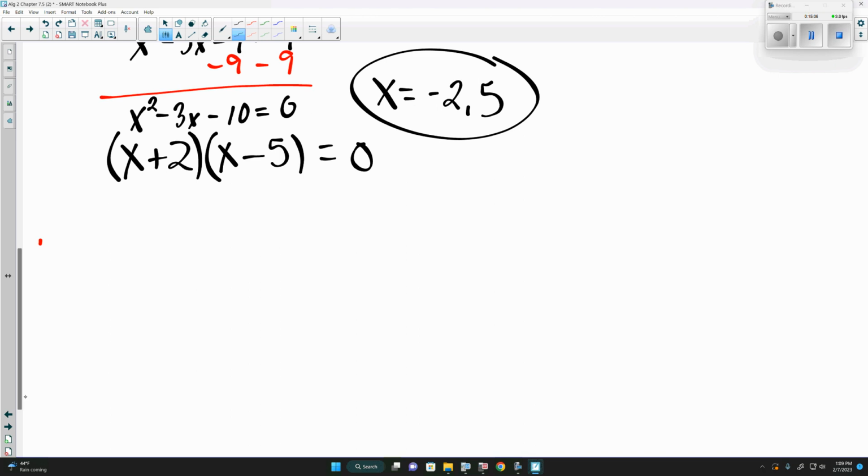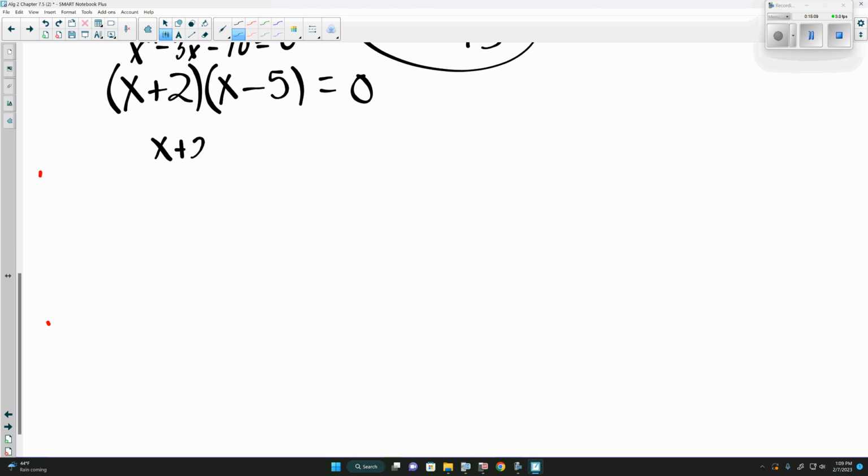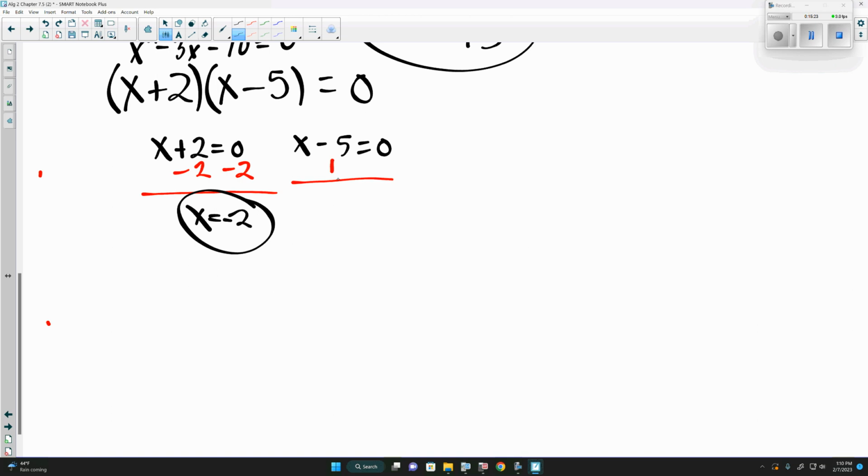Now that we have two things multiplied together equals 0, one of them must be 0. With the x plus 2, we would minus 2, telling us x is negative 2. And with the x minus 5, we would add 5, telling us x is equal to 5. So we get the exact same answers. And since neither one of these is one of our restrictions, both of the solutions work. And that's it for that there.